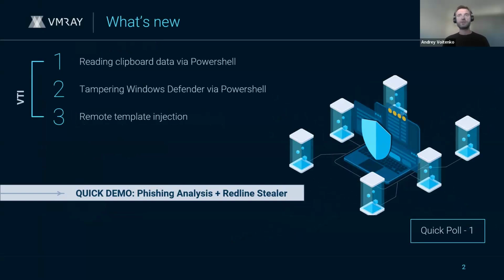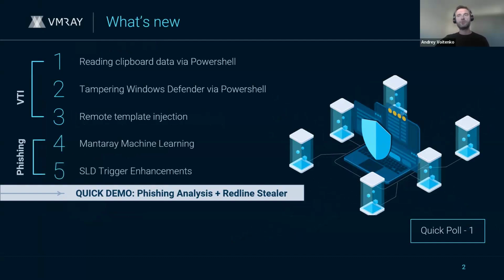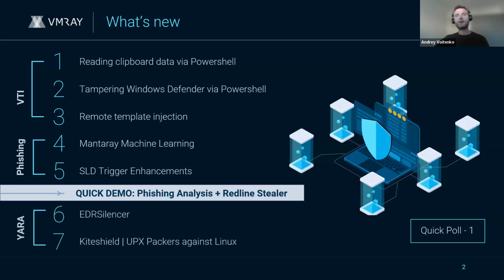First, we will start with new VTIs that have appeared in the VMRay platform. There are some pretty interesting ones there. Then we will go to phishing improvements, since we have more and more people using VMRay to detect unknown phishing. Lastly, there will be improvements and new additions in our YARA rules database that are available to all of our customers. There are some pretty interesting things there as well.